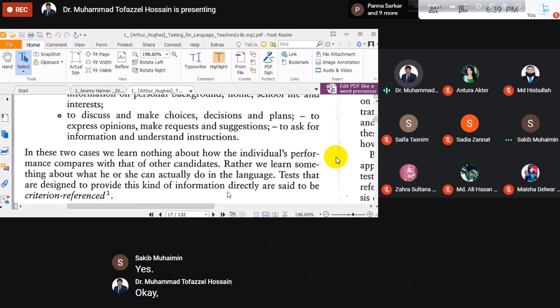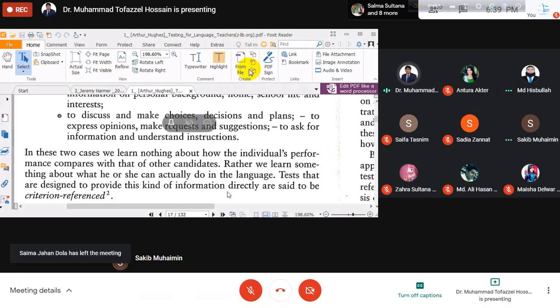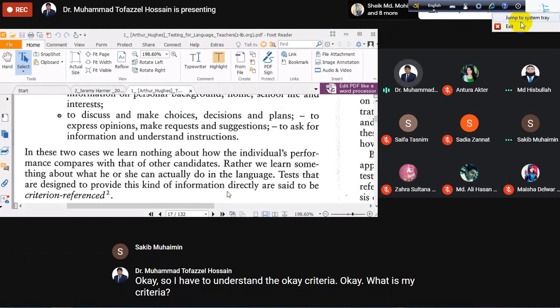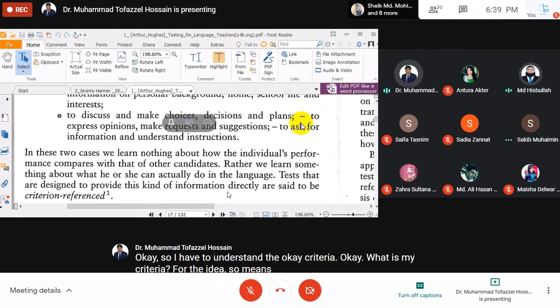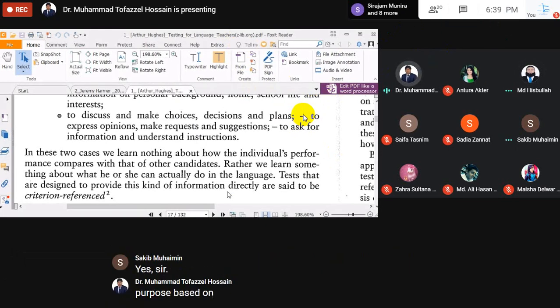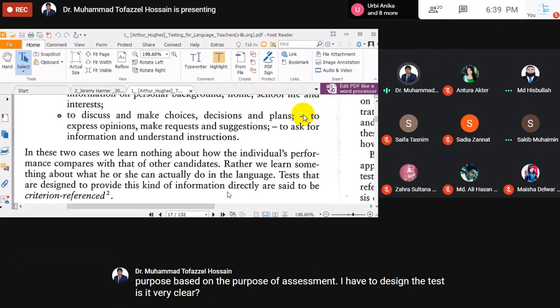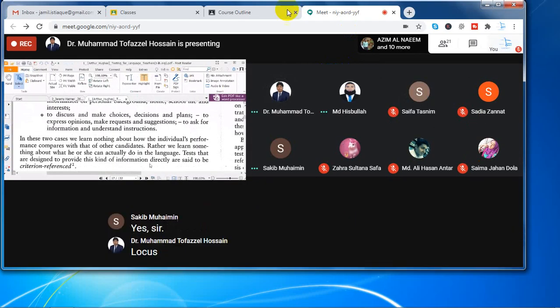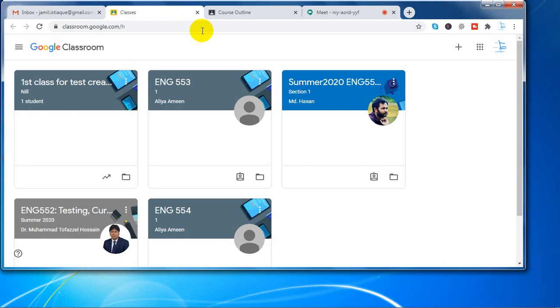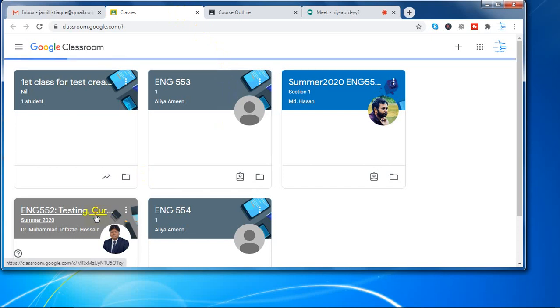So I have to understand the criteria. What is my criteria? Got the idea? Based on the purpose of assessment, I have to design the test. Is it very clear? এই ব্যাপারটা clear হলো তো সবার কাছে? So this is the most important thing in testing. If you do not know the purpose, then your testing will never be appropriate.